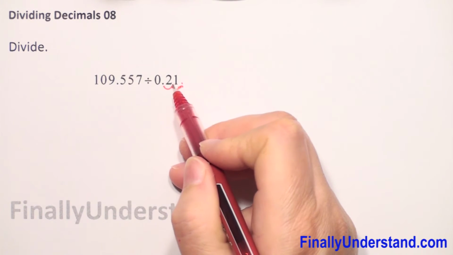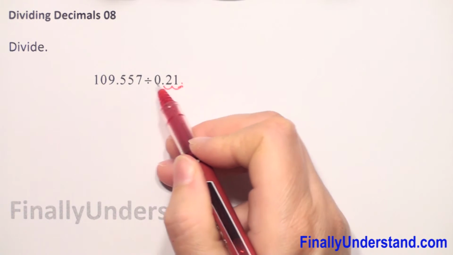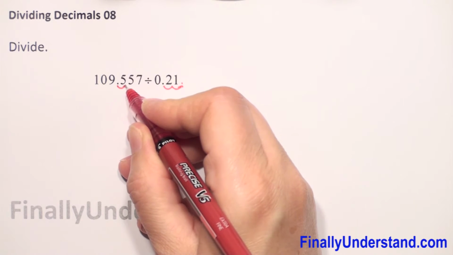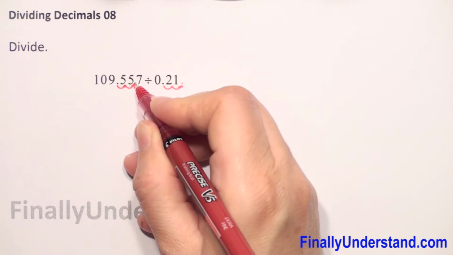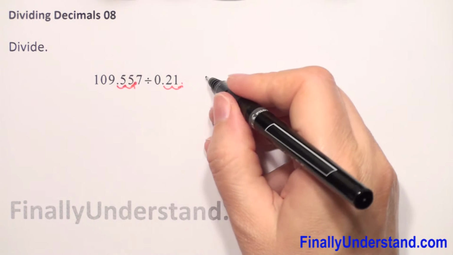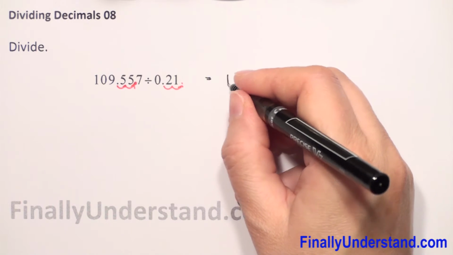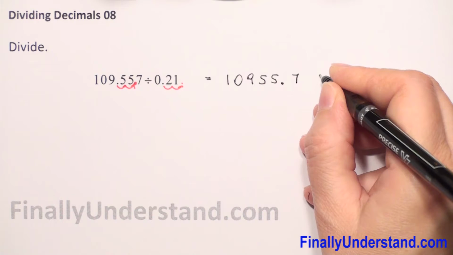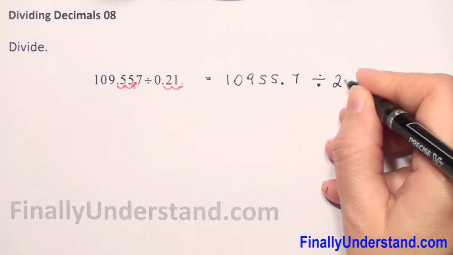We move in our divisor the decimal point 2 times. The same we have to do with our dividend. 2 times we have to move the decimal point. 1, 2. So the decimal point will be between 5 and 7. So we can rewrite that this is equal to 10955.7 divided by 21.